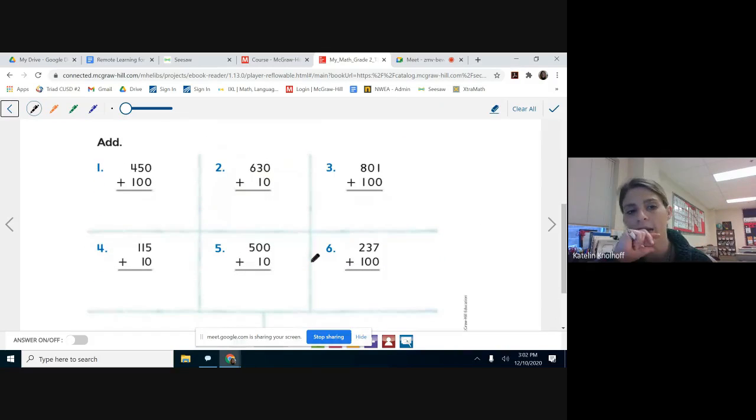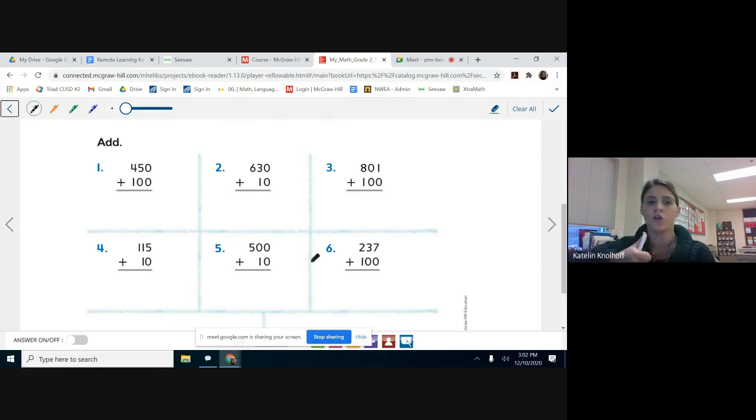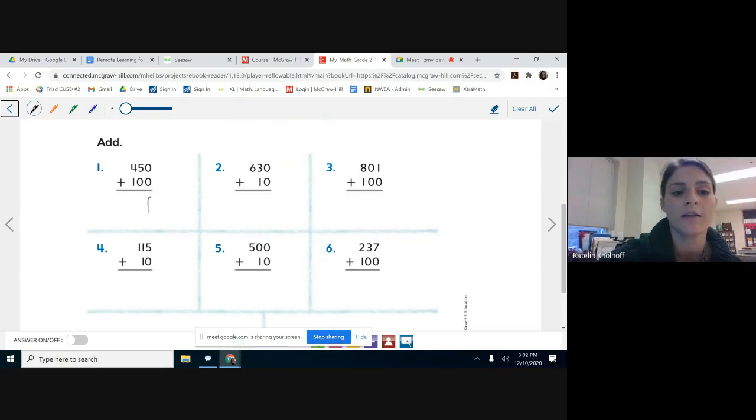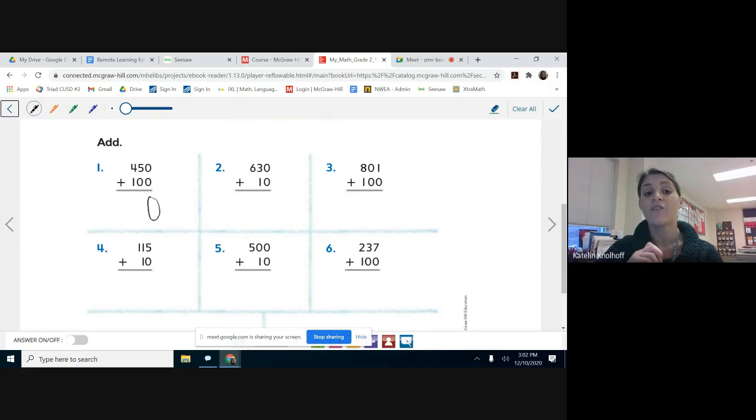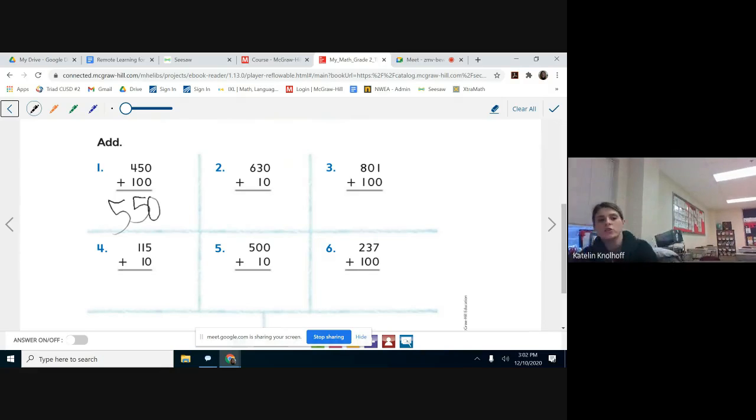So number 1. I'm going to mentally add 450 plus 100 in my head. If you mentally know how to do that, that's great. Just go ahead and do 4 plus 1 is 5 and bring down your 5 and your 0. But if you don't, then you want to start with your ones place. So 0 plus 0 is 0. 5 plus 0 is 5. And 4 plus 1 is 5. So I added 100 to 450.